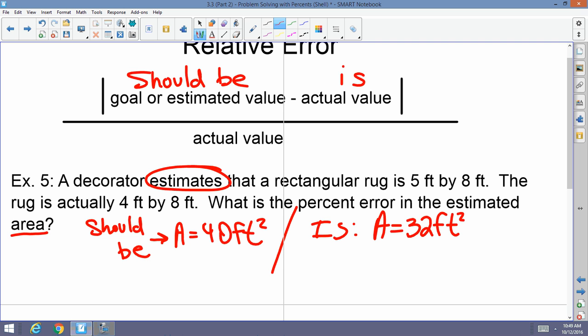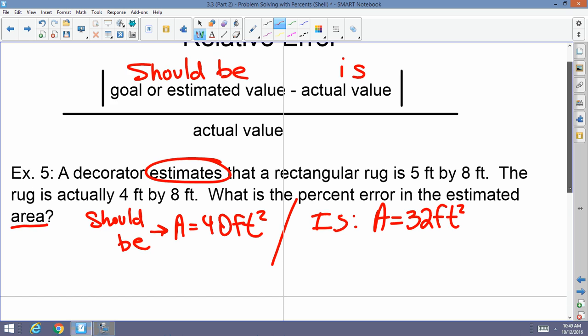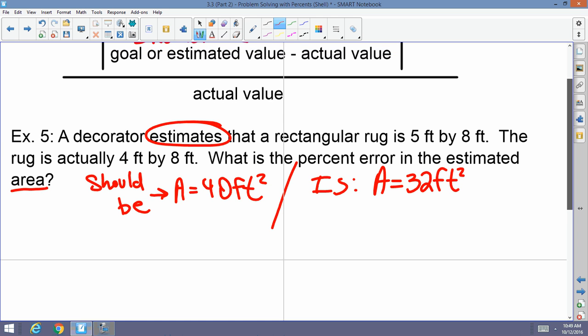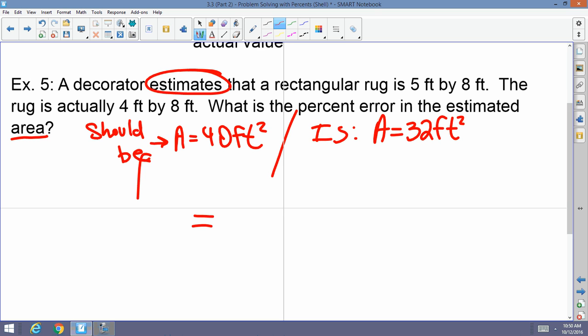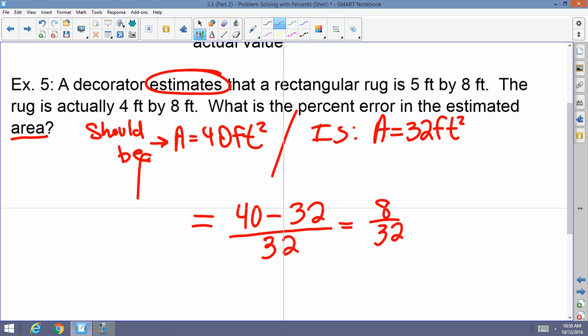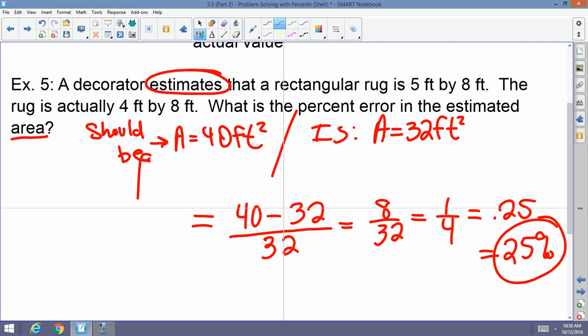Now that we have my should be and is, let's just plug it into the formula. My formula for relative error is what it should be, 40, minus what it is, divided by what it is. So this is 8 over 32, which is 1/4, and that's 0.25, which equals 25% error. So there is a 25% error on the area there.